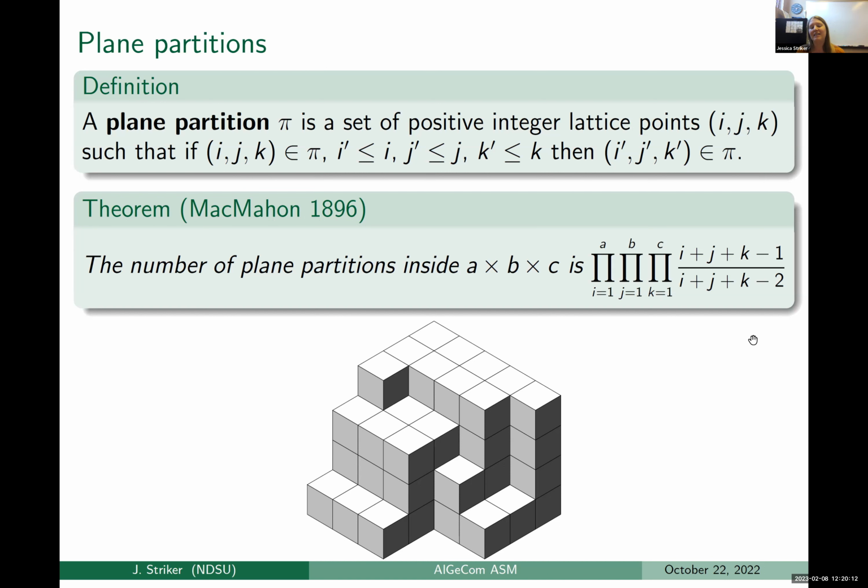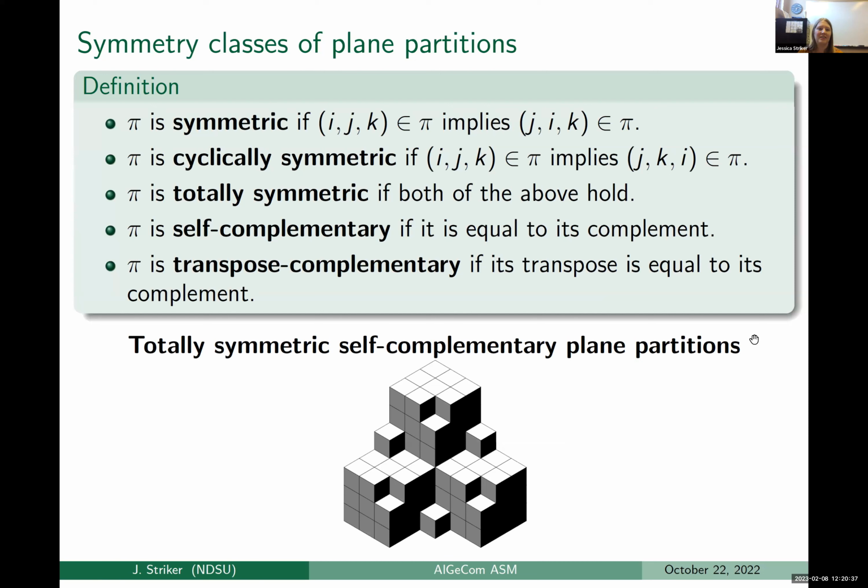So stacks of cubes in a corner, and it's a classical result of Percy MacMahon that the number of plane partitions inside an A by B by C box is given by this lovely product formula. You just take the product over all the possible boxes in your A by B by C box of its position, i plus j plus k minus 1 divided by i plus j plus k minus 2. So super pretty formula, lots of stuff that's fun to look at with plane partitions.